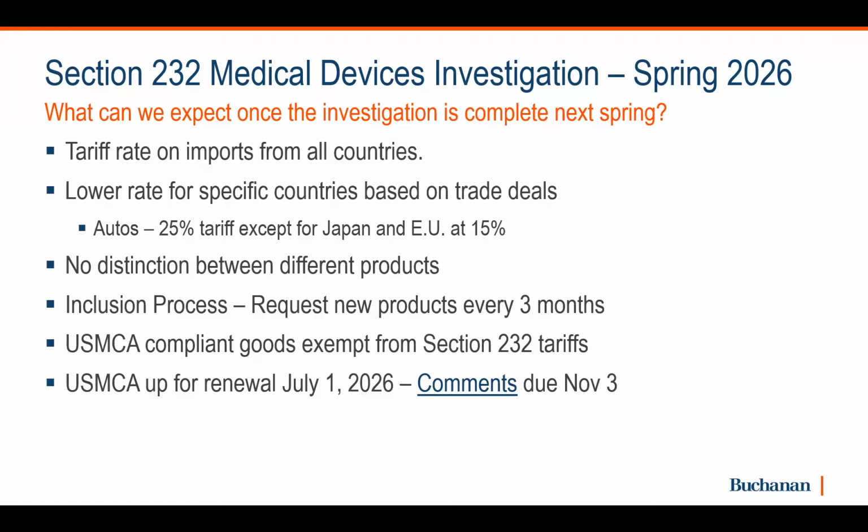And on top of that, not only are they not going to do exclusions, but now there's an inclusion process, flipping it on its head. So if they complete the investigation, typically what we're seeing is every 3 months, sometimes every 4 months, there will be a window for US companies to request for different products to be included and have the scope of the tariffs extended to include new different products.